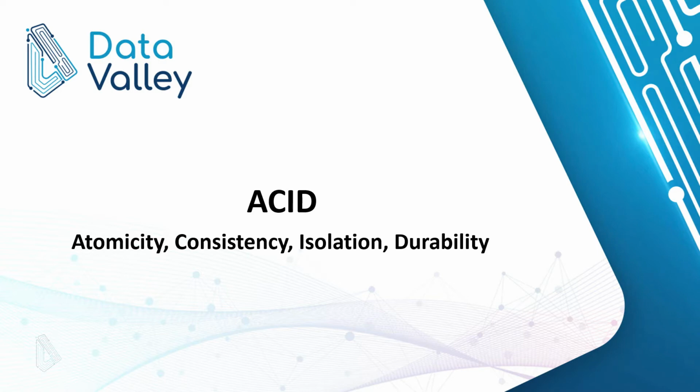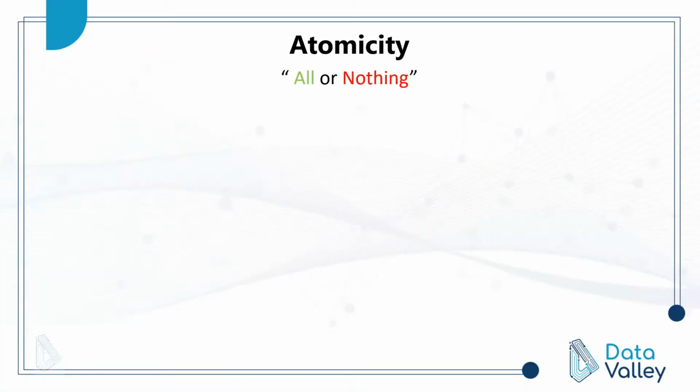We will start with the first concept, atomicity. Atomicity means all or nothing. Either we apply the transaction with all its steps and all the sequence of transactions successfully on our transactional system or on our database, or nothing will happen on the database system.